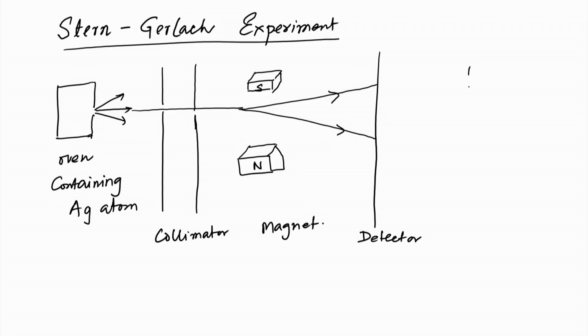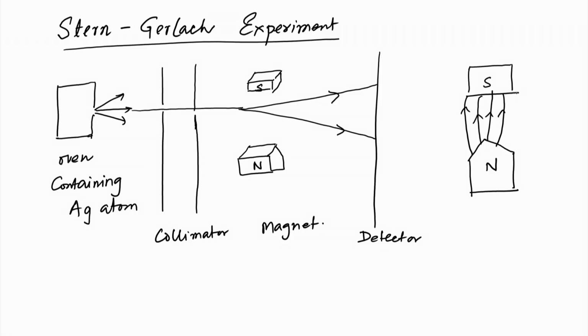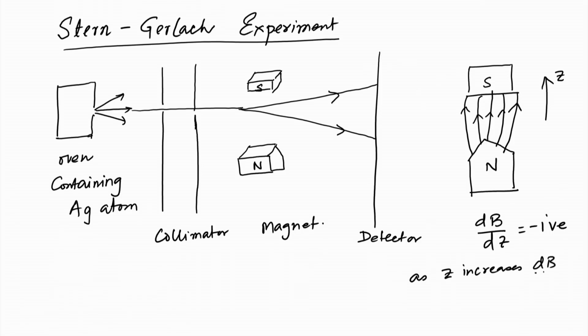So, let us see a schematic representation of what this magnet does. There is a cross section of the two magnets here, they look like this, and there is a gradient of magnetic field that is created. So, this is say the z direction. This dB dz is actually negative, which means that as z increases, B decreases.